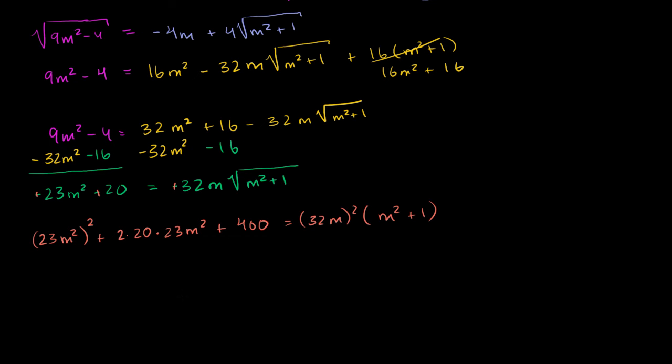And let's see what we can do over here. This is just a big tedious problem. So I'll just write this as 23m squared, squared, plus 40 times 23, so 23 times 4 is 92, so it's going to be plus 920m squared plus 400. Actually, let me expand everything out here. Let me just go straight to the numbers.